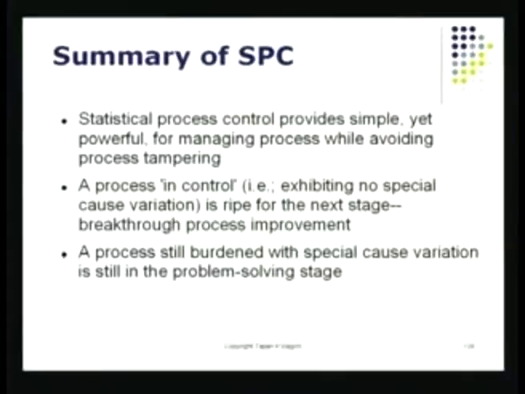So let's summarize what we've done so far in these last 3 lectures that span various control charts. We looked at various examples and understood that statistical process control provides a simple yet powerful method for managing processes while avoiding process tampering, that means adjusting every little thing every 2 minutes. If you find a new driver on the road, that fellow will try to adjust the steering wheel every 2 seconds. Every 2 meters he is going to be adjusting his steering wheel. That's not an experienced person.